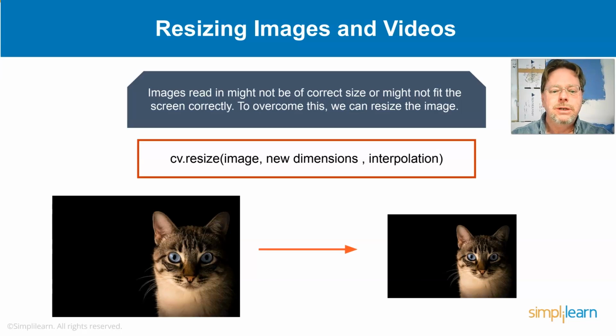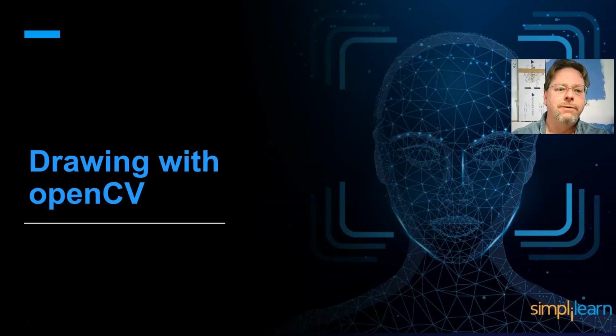And you can see here we just resize, we have our image, we have our new dimensions, and then how do we resize it? The interpolation is kind of a function in there as far as how to guess the colors, because you're combining colors and different things.